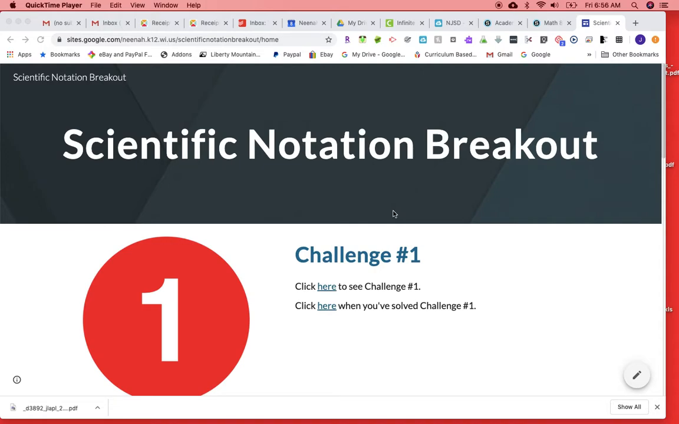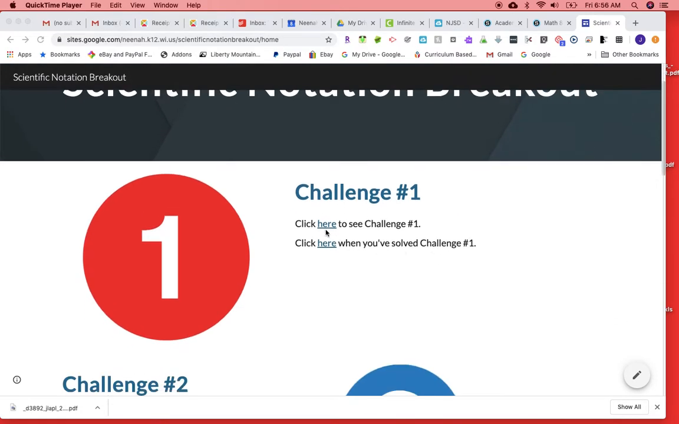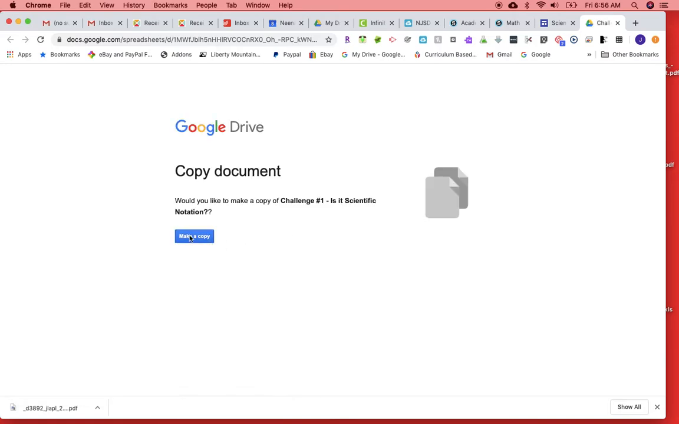to be going over the scientific notation breakout, which will help prepare you for your assessment next week. Challenge number 1. It says click here to see challenge 1, and then click here when you solve challenge 1. So let's click here, make a copy.